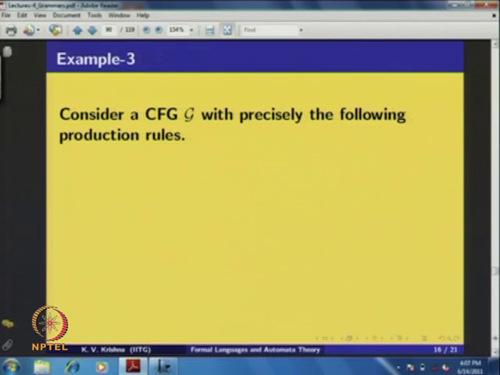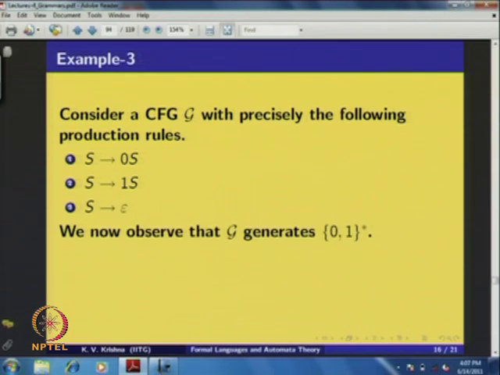Now, let me give one more example. Consider the CFG with precisely the following production rules. 1, S gives 0 S, 2, S gives 1 S, and 3, S can be epsilon. Now, we observe that the grammar G generates 0 1 star. Here, I am not stating the quadruple, only the production rules are stated. If one is interested to write it, it is easy.